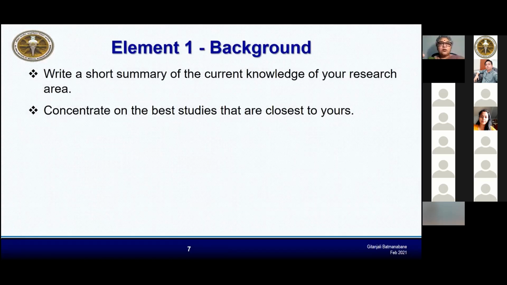So for the background, the first element, you need to write a short summary of the current knowledge of your area. Concentrate on the best studies that are closest to yours. Okay, so this is what you will write in the first element: the current knowledge of your area, whatever you have chosen, and the best studies which are closest to yours.